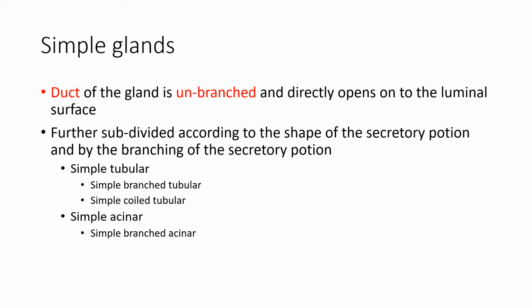Simple tubular glands, two types, simple branched tubular and simple coiled tubular. Then simple acinar we might see, and also simple branched acinar.